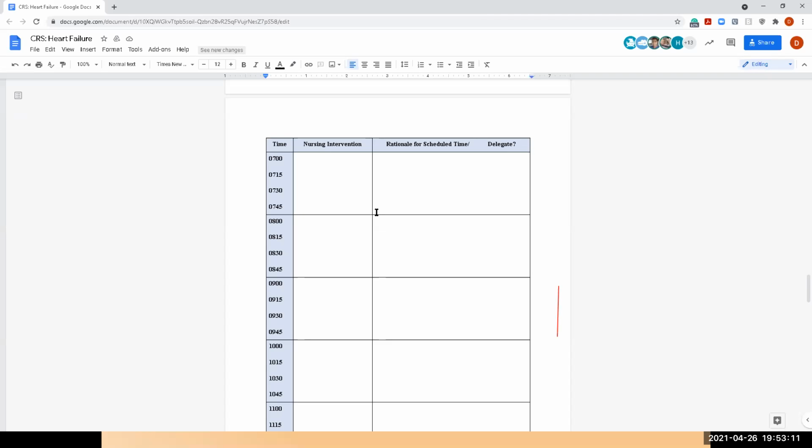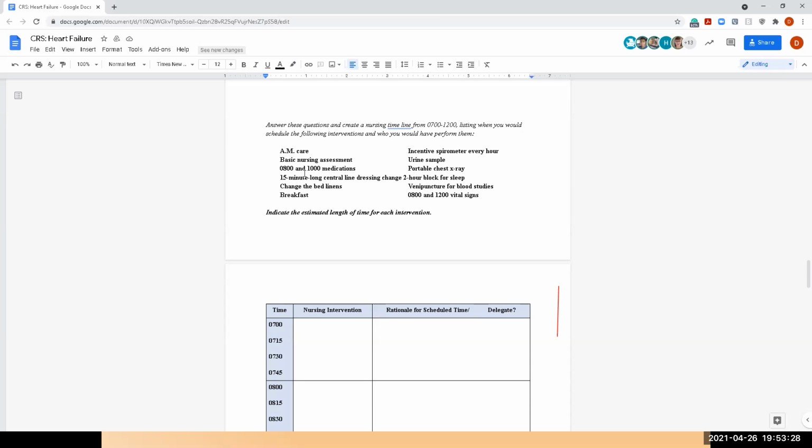So after you get them up and give them some breakfast, you want to provide a few interventions when they're awake and alert and willing to do some things, as well as allow him to rest a little bit while maybe you do the central line dressing change. And then after that, he'll be able to have a few hours of rest between the time of his med pass at 10 and his noon vitals. Yes, exactly.